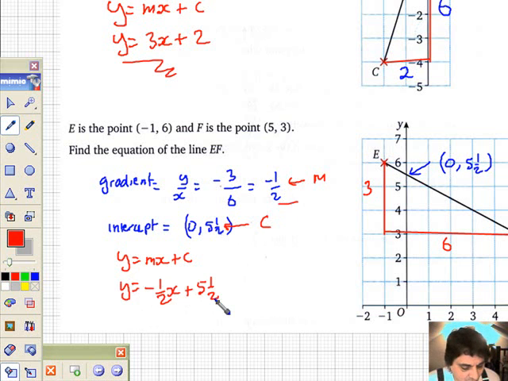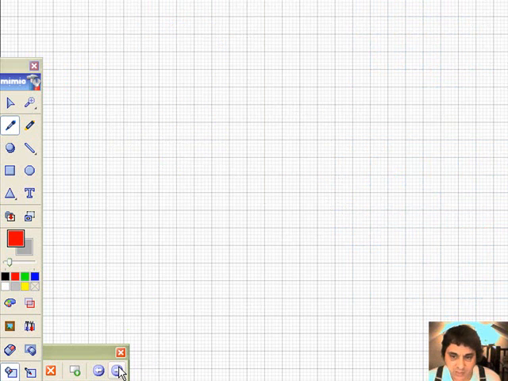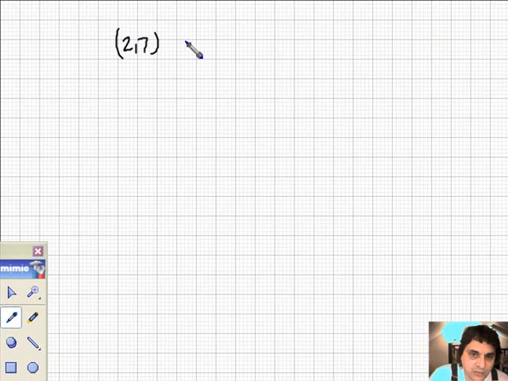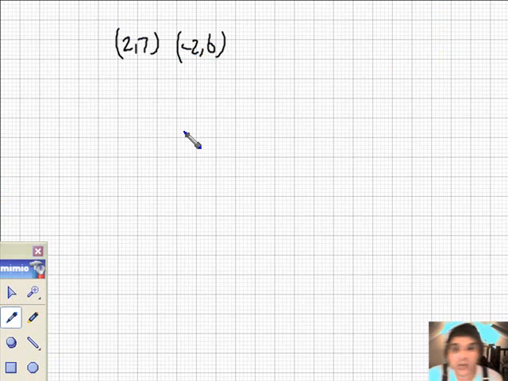I might do some more without a picture. It's only a 4-minute video, so let's go to the other side and do a couple more. If I jump straight into question 4, it says find the equation of the line joining the points 2, 7 and minus 2, 6. So I've got to imagine I've got the point 2, 7, and the point minus 2, 6, and I've got to get an equation out of that.